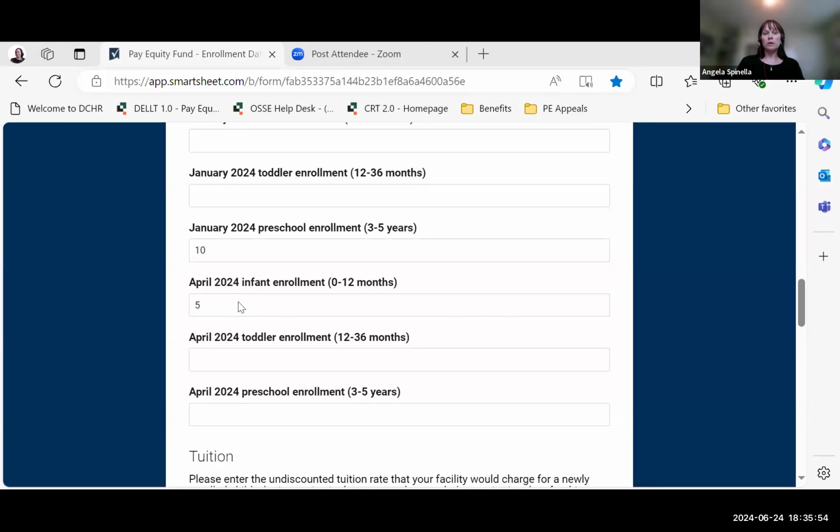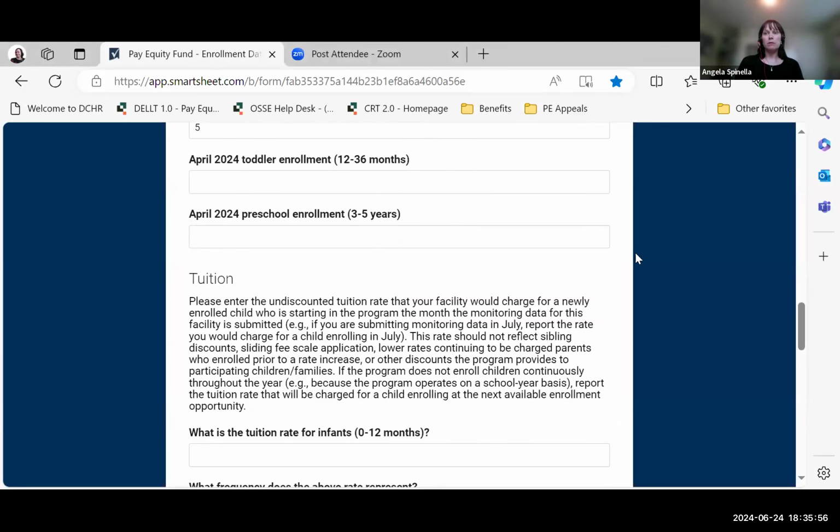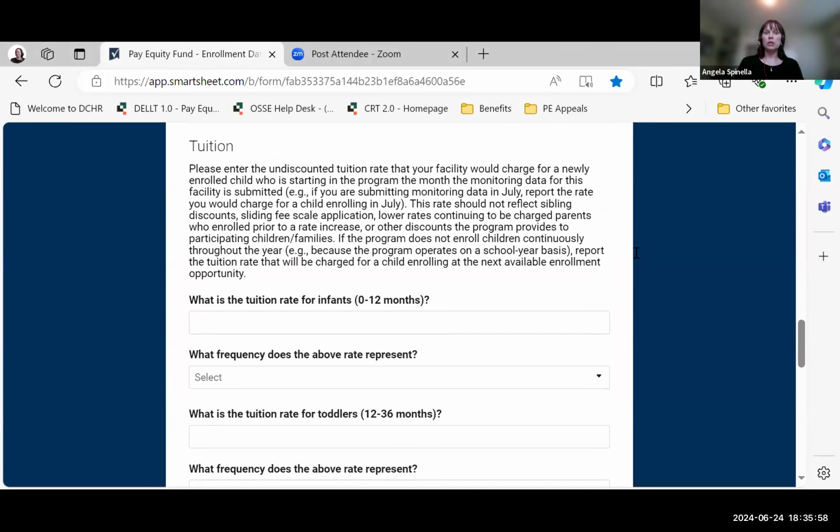You will then want to scroll down on the same Smartsheet form to the tuition section. Here you will enter for each applicable group that is served by the facility. You will be identifying the frequency of the tuition rate reported for each group of children served at the facility.